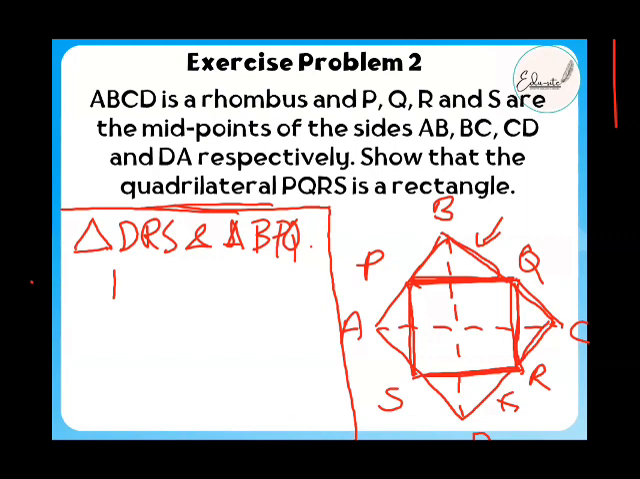How do we do this? I'll just quickly solve this. Just focus and see. DS is equal to BQ. Why is DS equal to BQ?